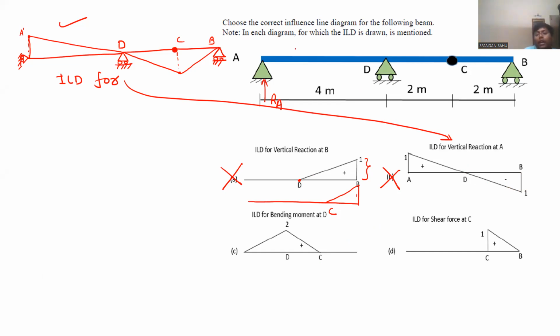Third case, they are telling ILD for bending moment at D. Now see, I will draw for this case because this is confusing. You have to draw the ILD for bending moment at this support D. So according to Muller-Breslau principle, you have to allow a bending release here. So once you are done with this bending release, I am drawing the figure here so that you get visual clarity. It will be like this.